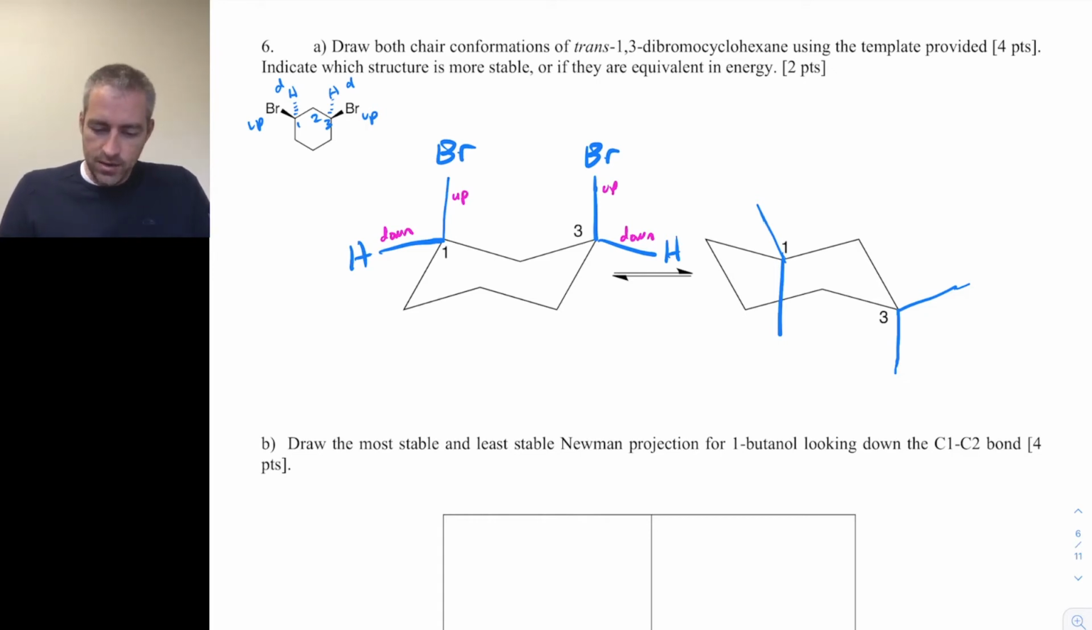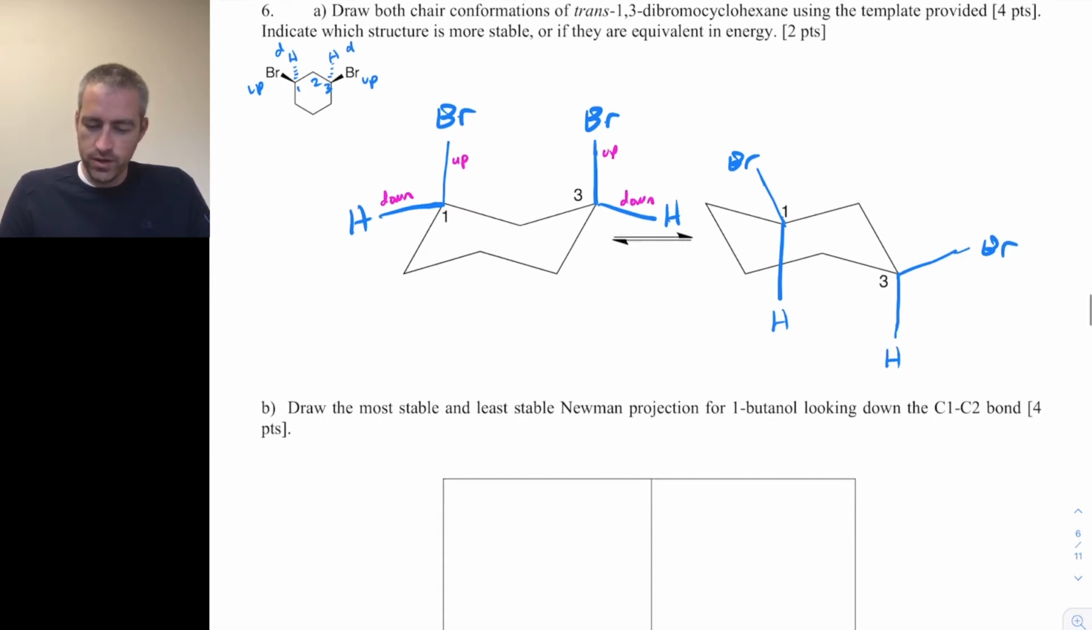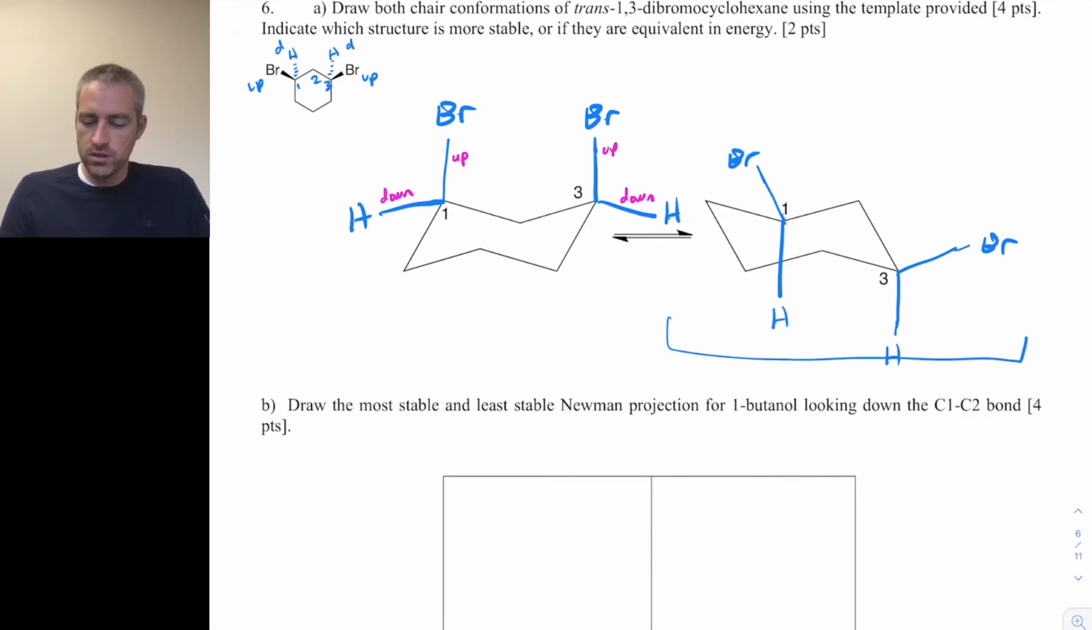Now, again, the BRs are in the up position, and the hydrogens are in the down position. You see in this structure, up doesn't mean axial, up means equatorial. Up relative to the other group that's on the same carbon. All right, we're done. It's asking which is more stable, or if they're equivalent. This one is going to be more stable because it has both groups in equatorial positions.